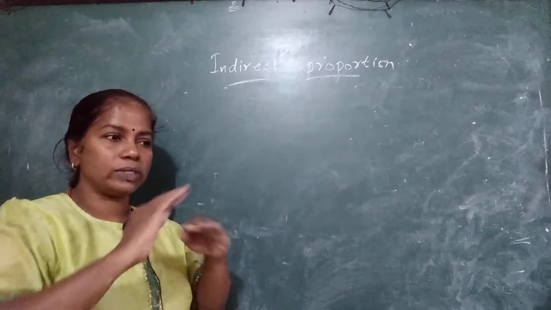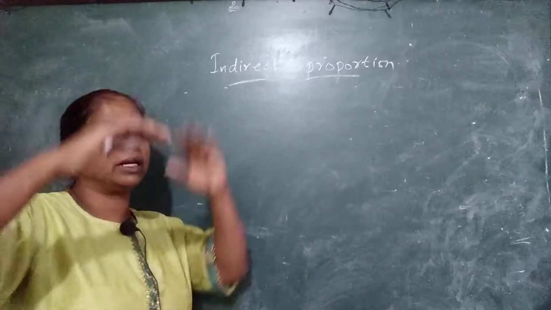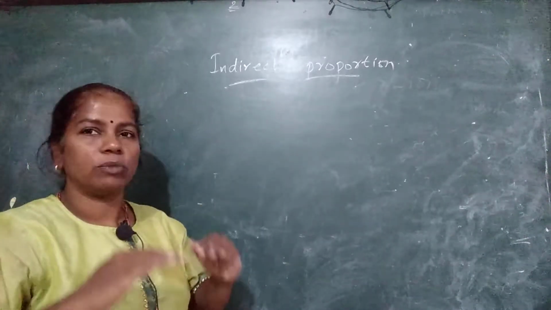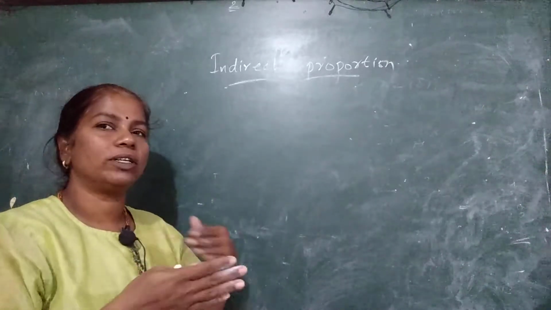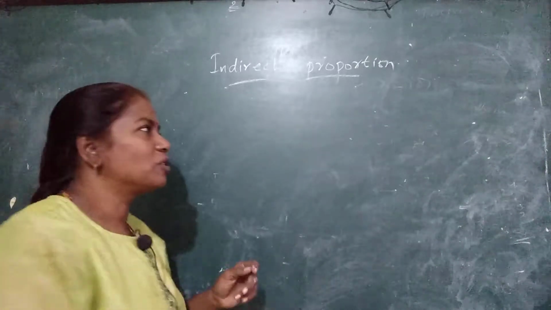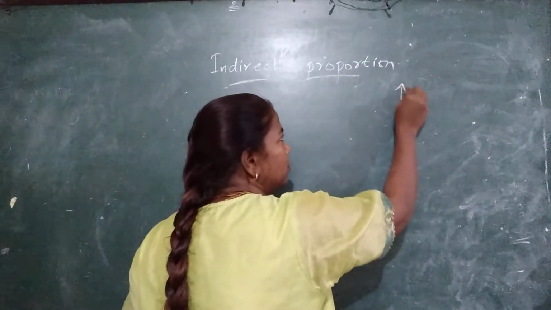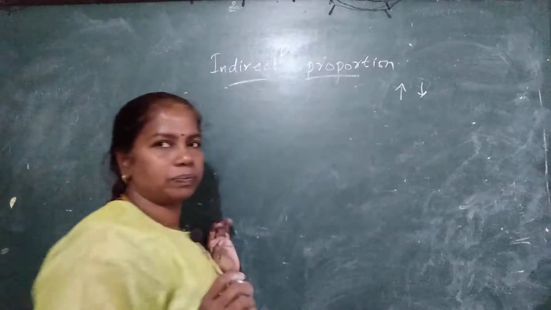Direct proportion I have told you the same. If it goes up, the other thing will also go up. If it comes down, both the things will come down. In indirect proportion, it is what? Opposite of that, obviously. So, if one thing goes up, the other thing will come down.